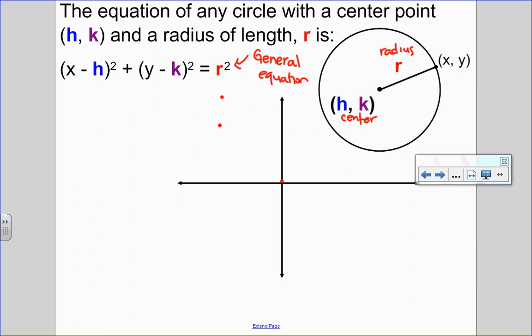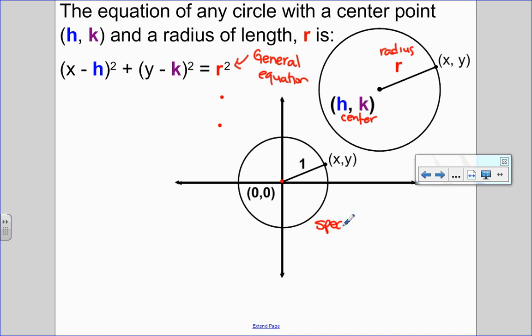So in this chapter here, we're not just dealing with any circle, we're dealing with a unit circle. And a unit circle is a special circle that is centered right at 0. So I'm going to take this center and slide it down to the origin at (0, 0), and I'm going to make my radius 1. So this is a specific circle.